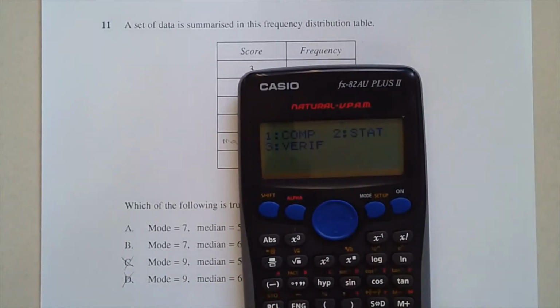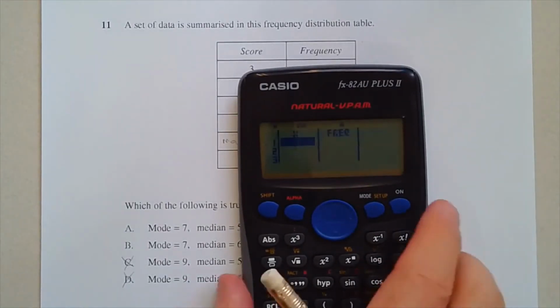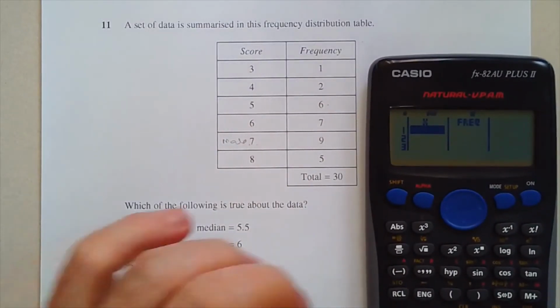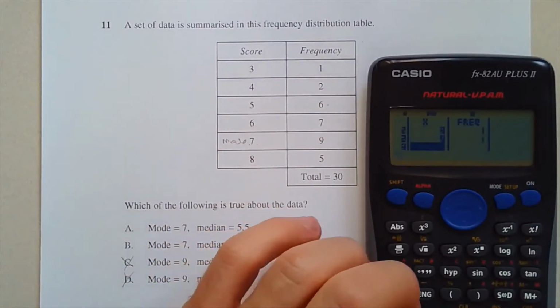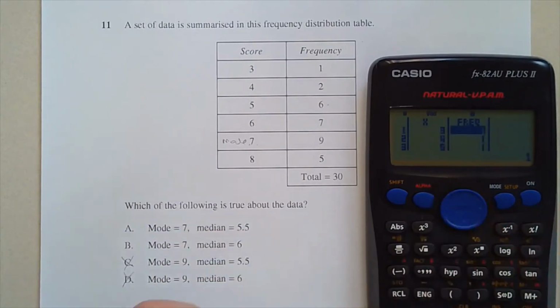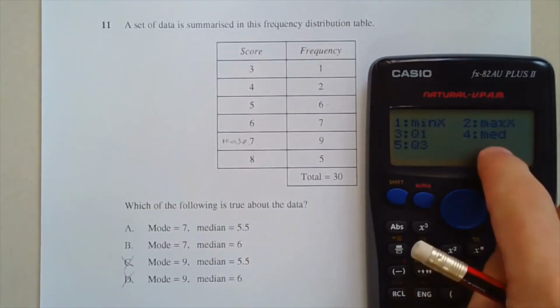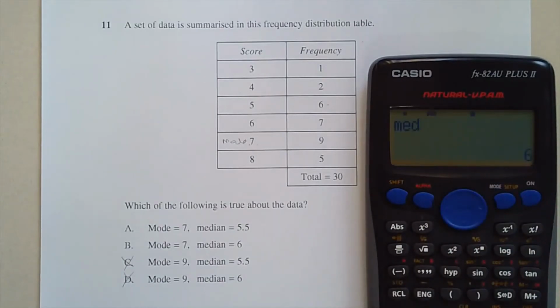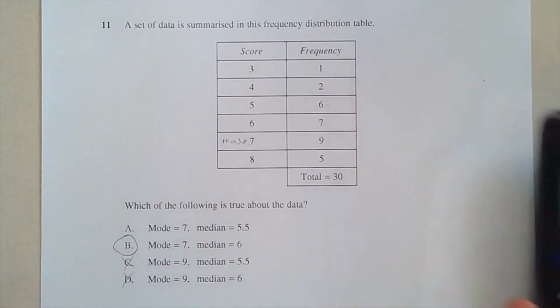Or you could just quickly use stat mode if you're fairly quick at that. I'm just going to enter that in quickly, 3, 4, 5, 6, 7, 8, and then just enter in the frequency. So 1, 2, 6, 7, 9, and 5. Shift 1, min max 5, median number 4, answer 6. So it's going to be option B.